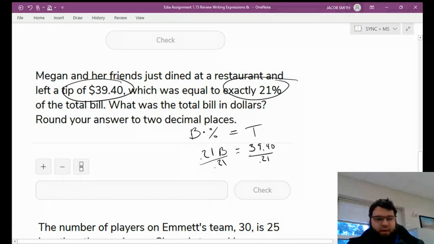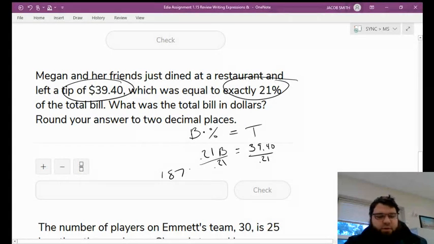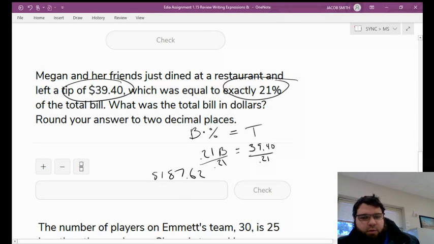And let's see, I don't think my calculator is going to show on your screen, but I'll do it over here to the side. So if I type 39.4 in my calculator and then divide it by 0.21, I get, oh, it's an expensive dinner. I get 187.62. Hopefully they were feeding a lot of people for $187. All right, so now we could check that.